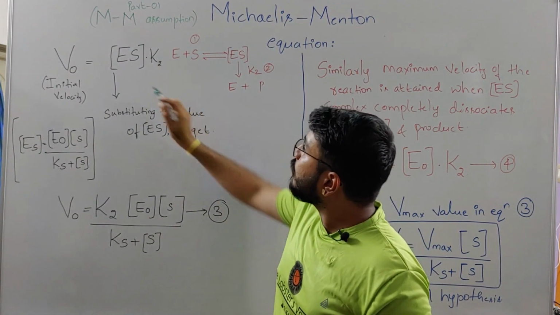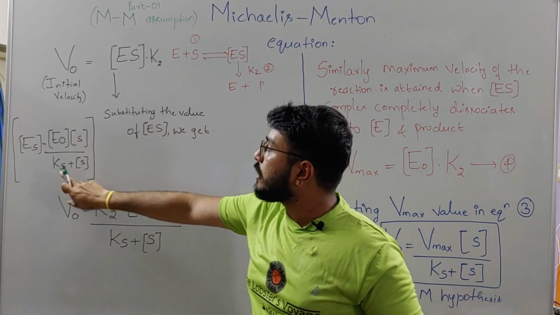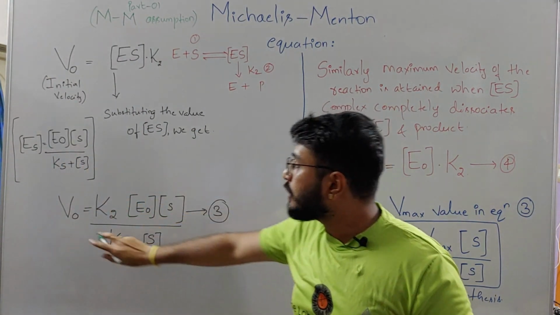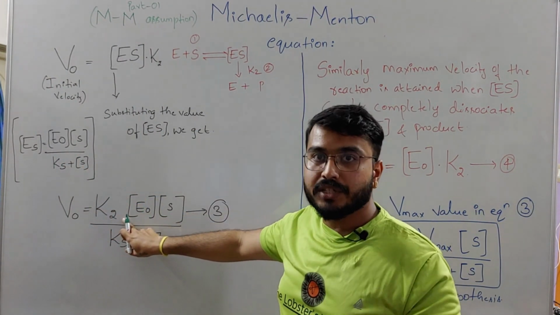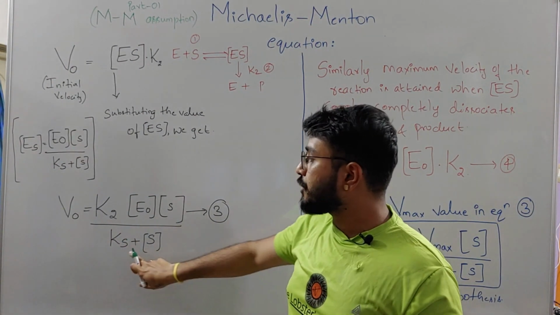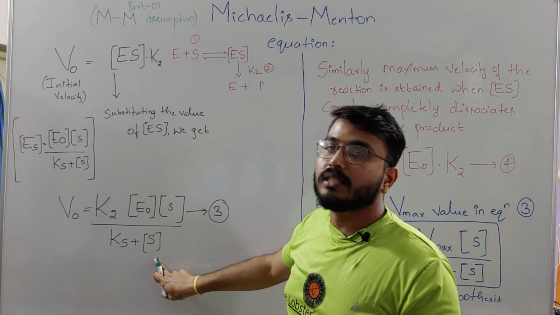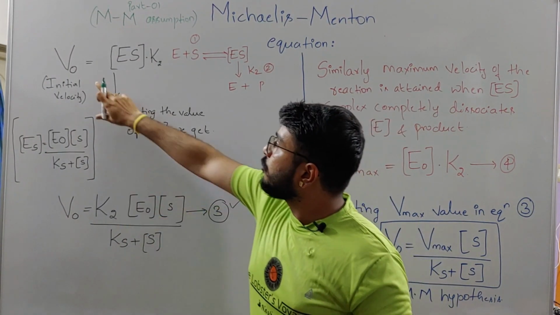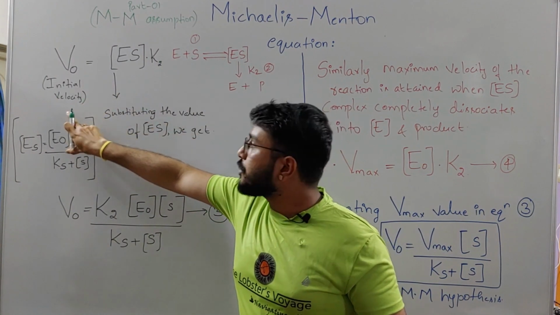Now, substituting the value of ES from equation number 2 into V0, we get V0 is equal to K2 into the molar concentration of E0 into substrate concentration divided by Ks plus substrate molecule. This is written as equation number 3, and this is the formula for the calculation of initial velocity of the chemical reaction.